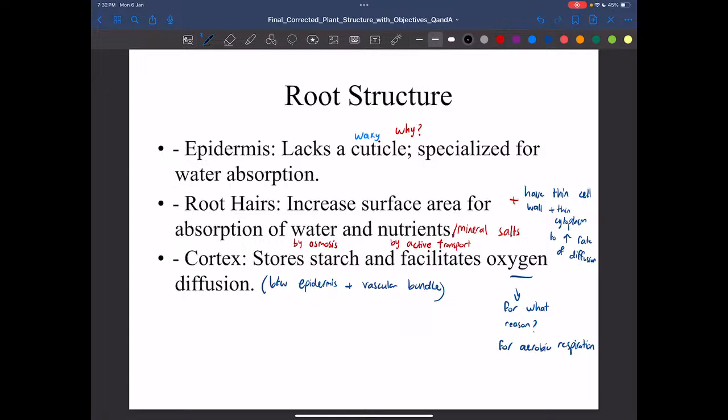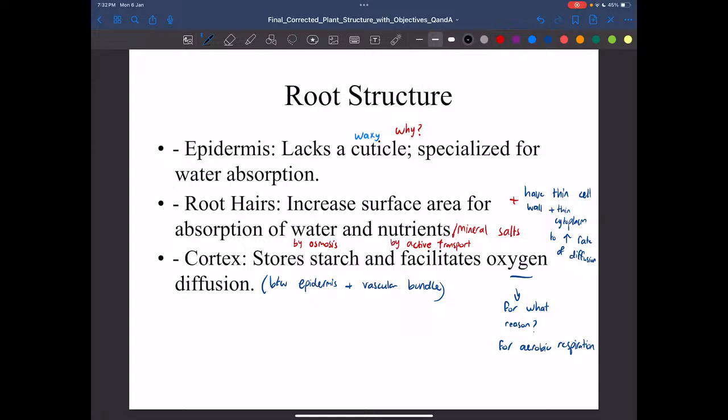Exactly. So the waxy cuticle, as we mentioned before, is there to prevent water loss, while the function of the roots is what? Is to absorb water. So if I have a waxy cuticle, I'm preventing water loss, so water is not going to leave or enter. But the function of the roots is to absorb water, so I want water to enter. Okay, so that's why they lack a cuticle, and they are specialized for water absorption.